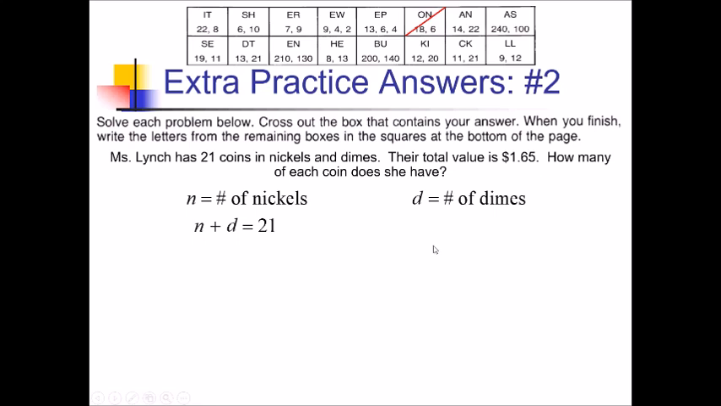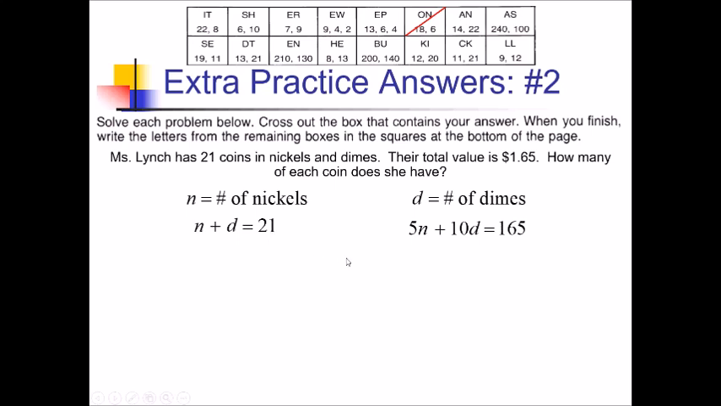to worry about decimals. So the value of all the nickels, that's going to be 5 times n, because each nickel is worth 5 cents, plus the value of all the dimes, that's going to be 10 times d, equals 165 cents. So there is our second equation. Now to solve this, I could use elimination or substitution. I'm just going to go with elimination here.